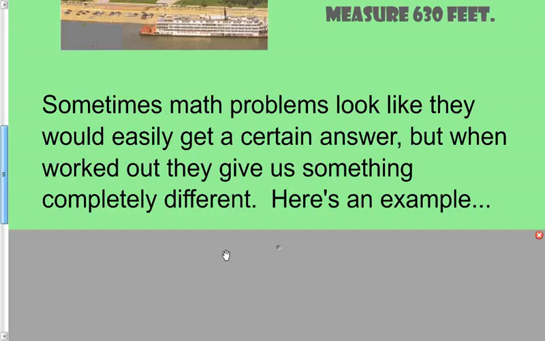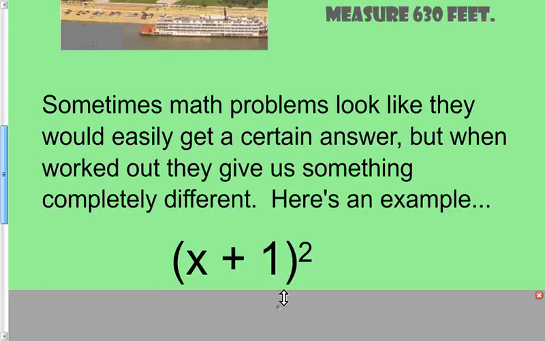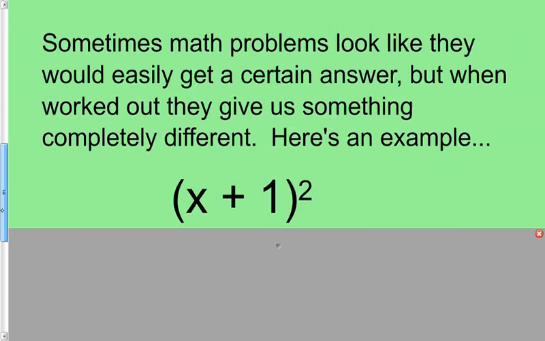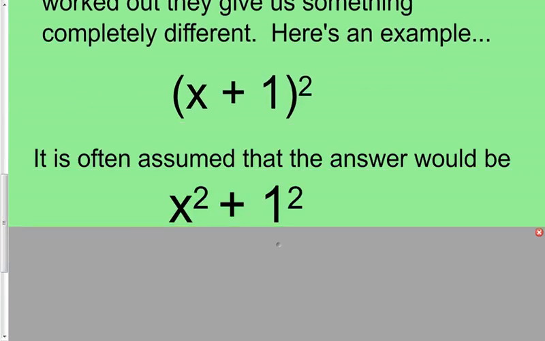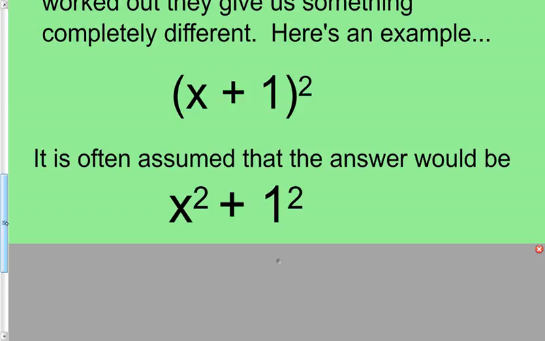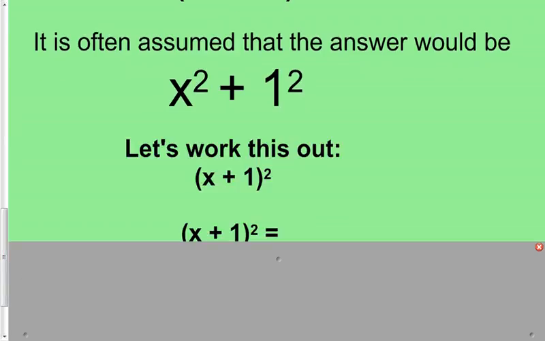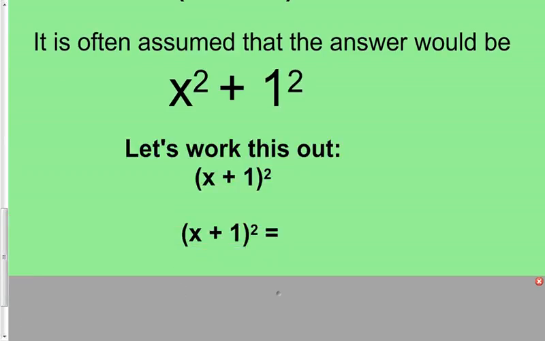So here's an example. Kind of like one we just did. X plus 1 squared. Many times people look at that and say, well, just distribute the exponent to the two things and we get x squared plus 1 squared. But if you actually write it out, it's going to be completely different. So let's work it out. X plus 1 squared would be x plus 1 times x plus 1.